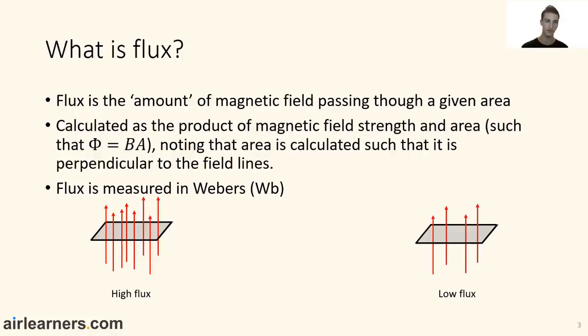So if, for example, the magnetic field was on an angle to the loop, then you would have to multiply that by something that you would find out by applying trigonometry, and that would allow you to find the central perpendicular area or perpendicular magnetic field. And finally, it's measured in Webers.